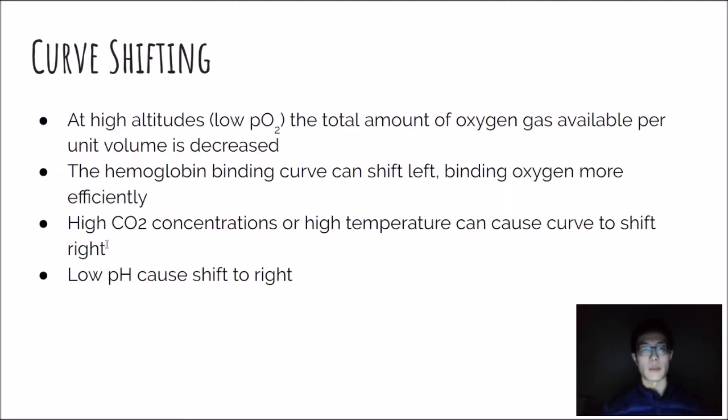And by shifting right, your body is going to adjust to those surroundings and release oxygen more readily with that high CO2 concentration or potentially high temperature. In addition, when you have a low pH, so you have increased acidity, maybe perhaps indirectly from carbon dioxide, that's going to cause the curve to shift right.